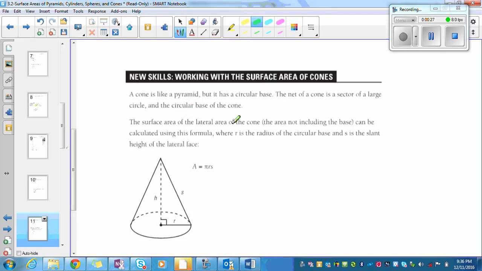The lateral area of the cone, the area not including the base, can be calculated using this formula. So this formula, area is equal to pi rs, is for this outside area. Your lateral face is this outside piece. The base is the circular bottom. So to figure out the lateral face, you just go pi times the radius of the circle of the base times this s, which is the slant height. Okay.